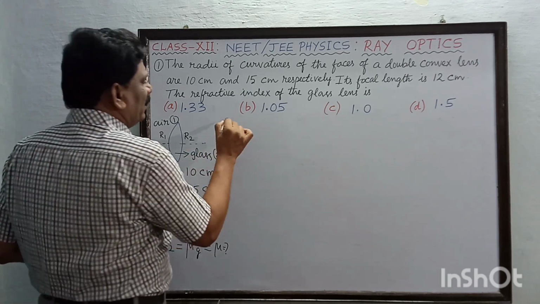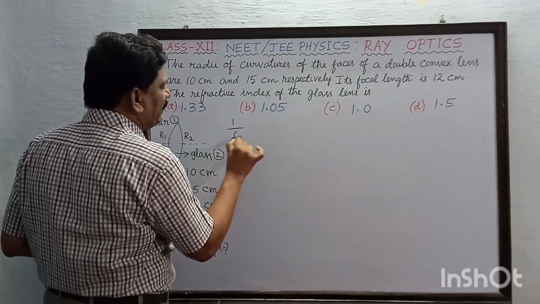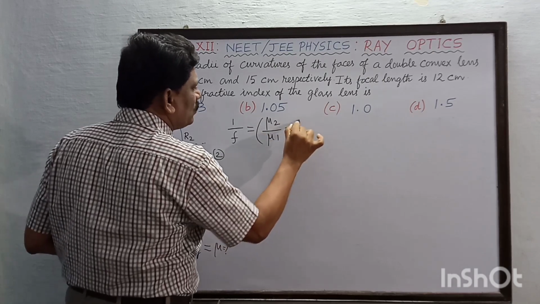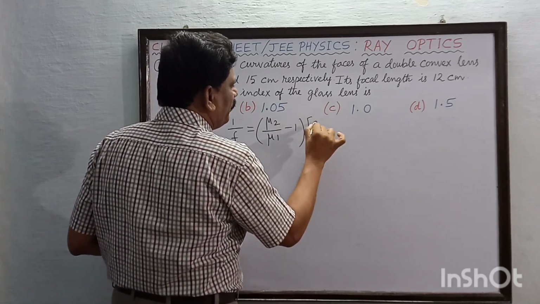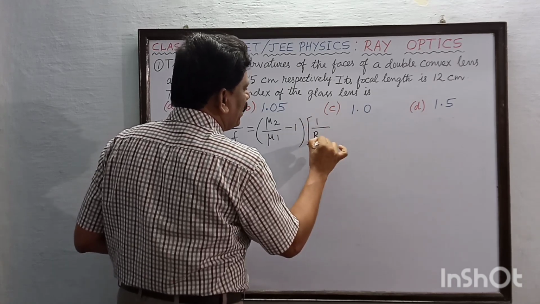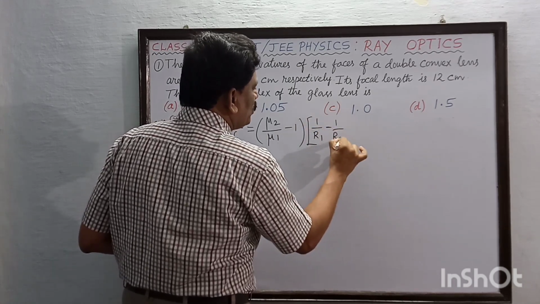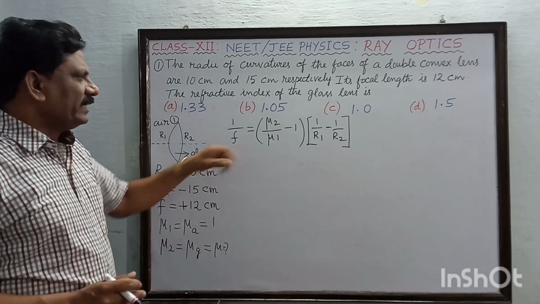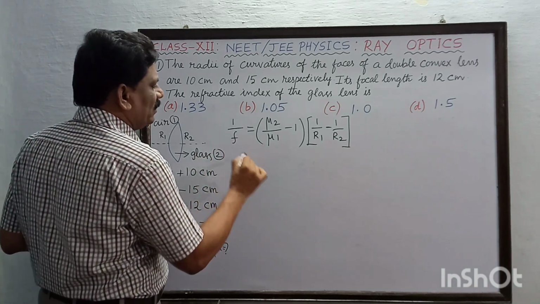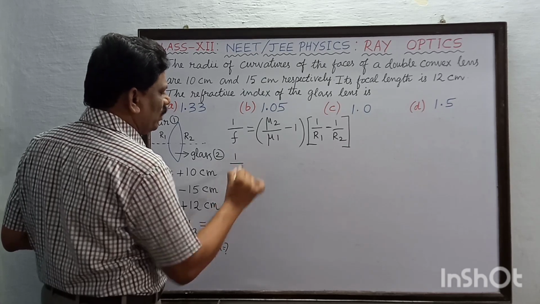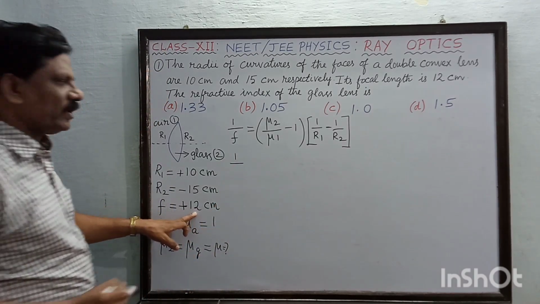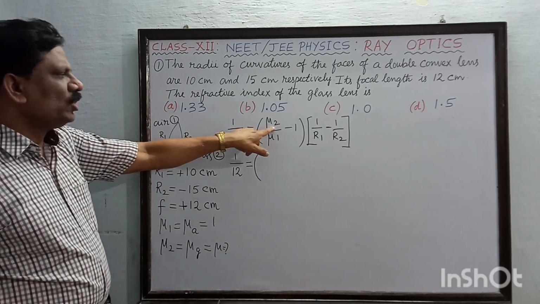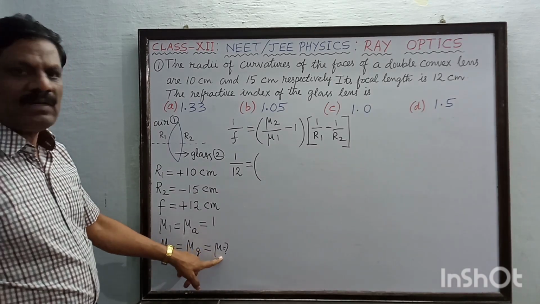So from the lens maker's formula, 1 by f is equal to (mu2 by mu1 minus 1) into (1 by R1 minus 1 by R2). So this is the expression we are supposed to write. So 1 by focal length, the focal length given here is 12, so 1 by 12 is equal to, inside the bracket, mu2 is mu of glass, that is equal to mu.